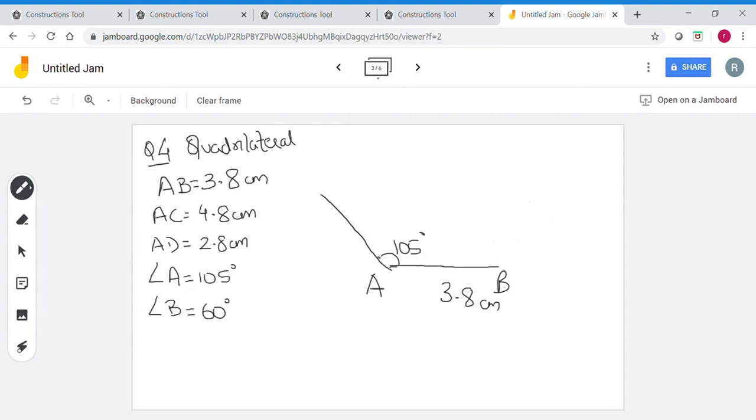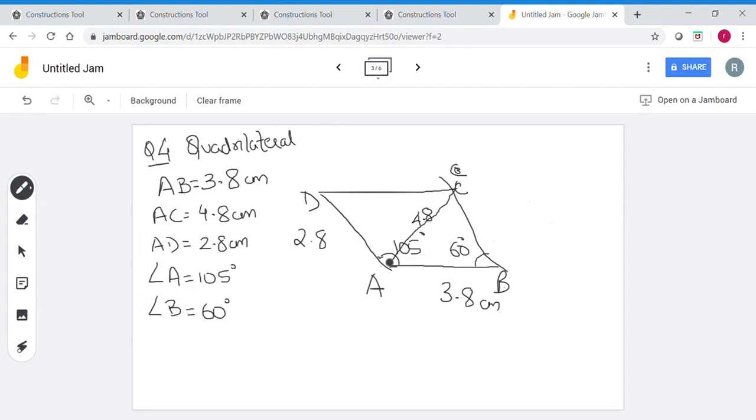You need to make a rough diagram using a pencil and scale. This software doesn't allow me a scale, so I'm using freehand. You need to draw using a pencil and a scale. So this is 60 degree angle B. AD is 2.8. So this is D. This is 2.8. This is C. BC length is not given, AC length is given as 4.8. Perfect. And AD is 2.8.